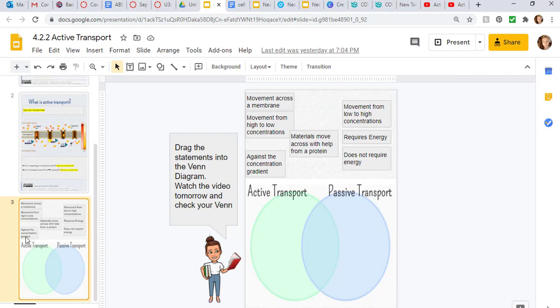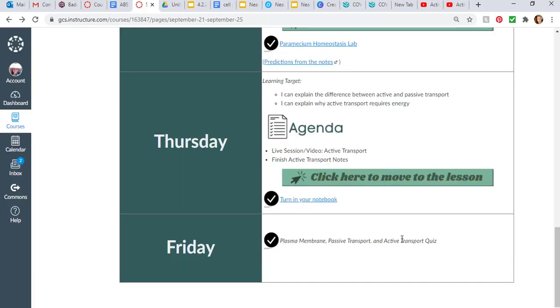And in Friday's lesson, what I'll do for Friday is I'll put a video right above this plasma membrane passive and active transport quiz, and I will explain that Venn diagram. Okay, so all you need to do today is finish up those active transport notes, right? And then if you have stuff that you're still working on, go ahead and work on that. And I'll go over that Venn diagram in a video tomorrow before the quiz.